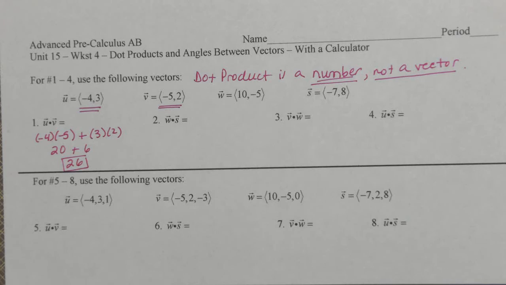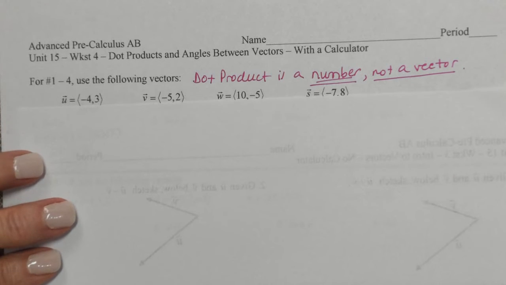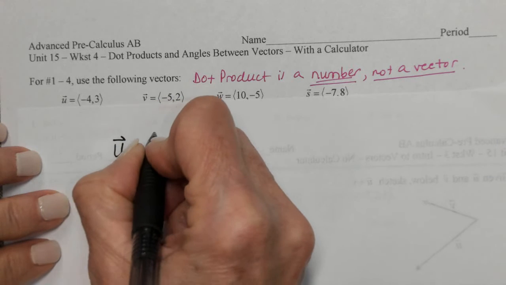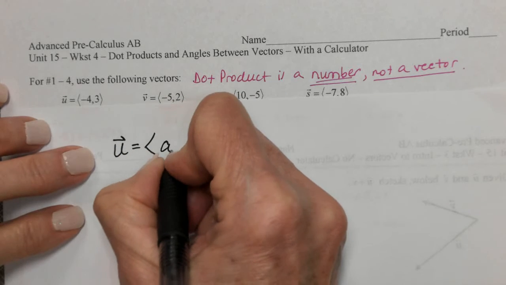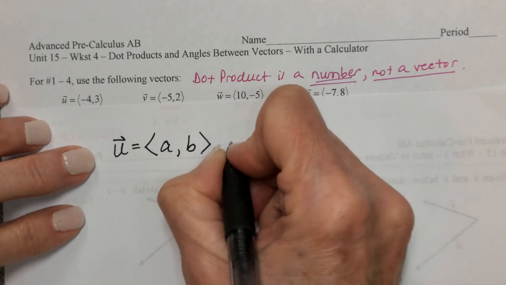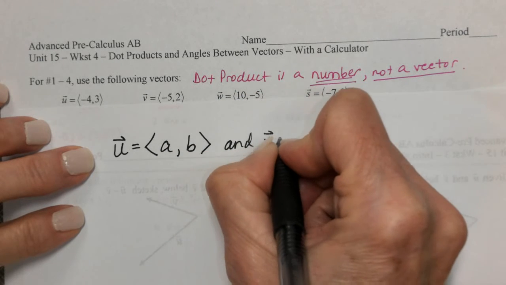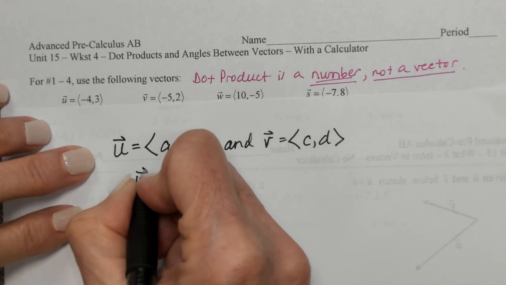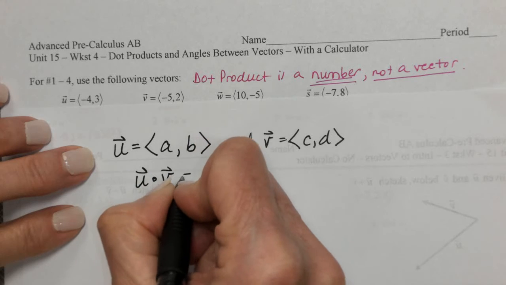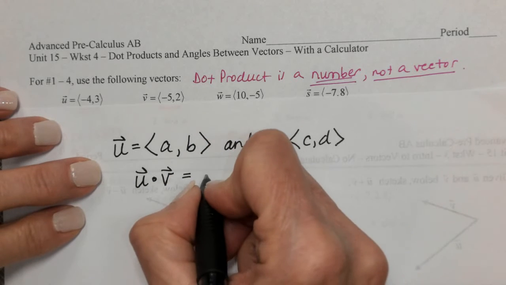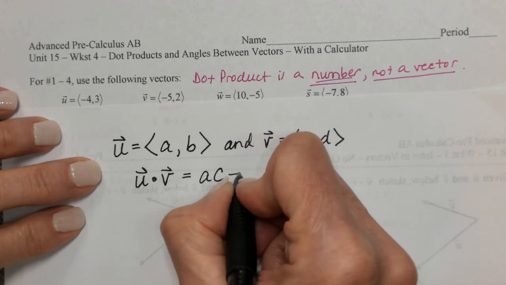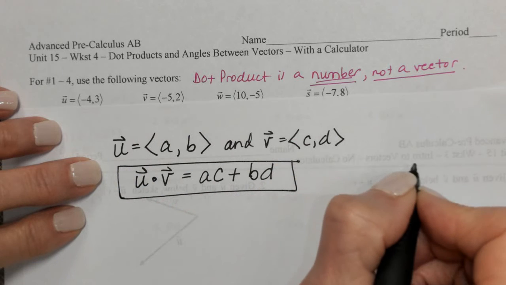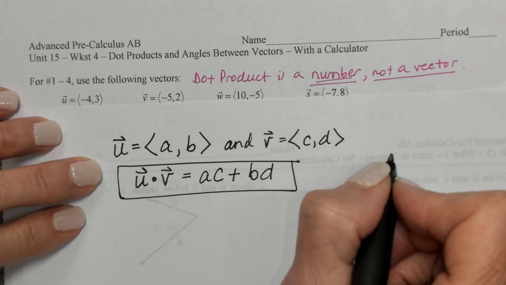So if I were to write a formula for that, I would say if u is the vector AB and v is the vector CD, then u dot v is equal to A times C plus B times D. That's our formula for a dot product.